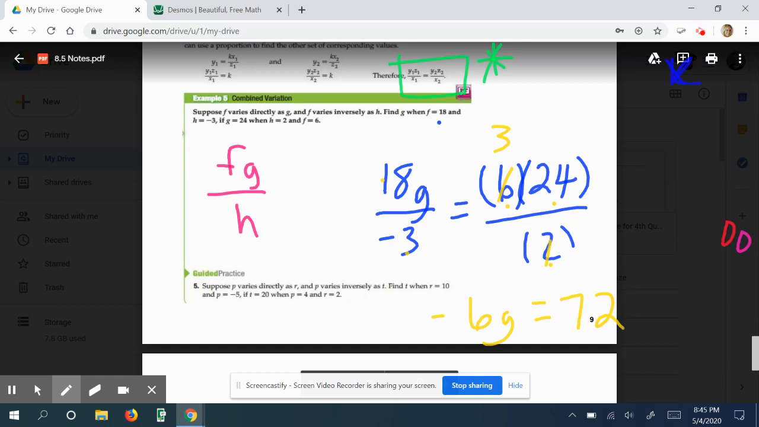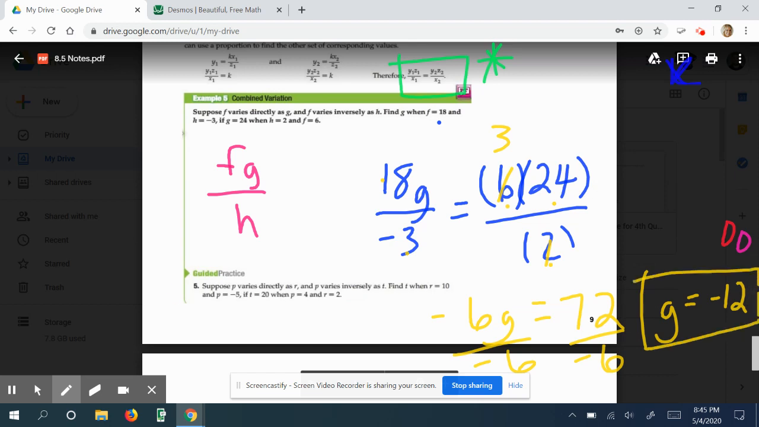So now we have negative 6g equals 72. And we can divide by negative 6, divide by negative 6, and we find that g is equal to negative 12. And there's our answer right there.